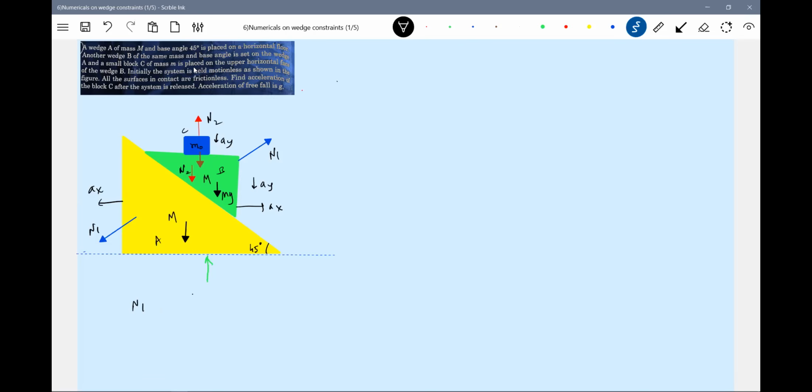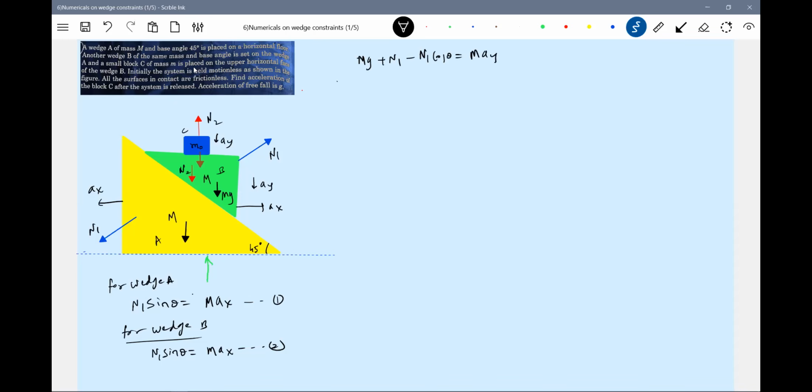So N1 sin theta is equal to max on the wedge A. Similarly for the wedge B, N1 sin theta is equal to max. Then along y-axis, I'll continue further. Along y-axis, mg plus N1 minus N1 cos theta equal to ma1.